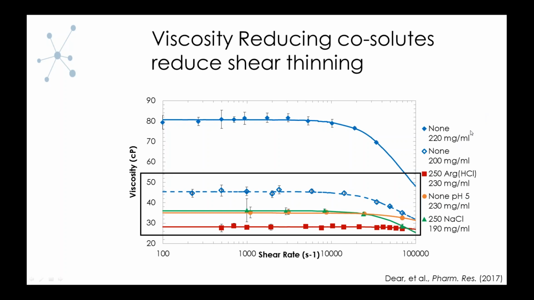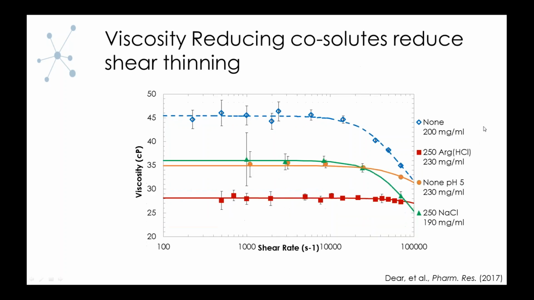Now I'm going to zoom in on this region in this black box just to see this data a little more clearly so we can talk about it. So here, I've zoomed in on that region for these four systems. If we focus on the pH 5 data and the sodium chloride data in the green, as you can see, these are almost identical viscosities at low shear rates. But the pH 5 solution is at 230 mg per mL, where the sodium chloride one is only at 190.